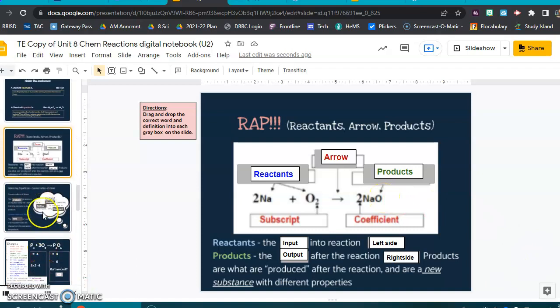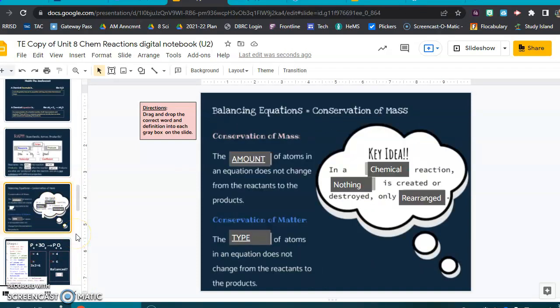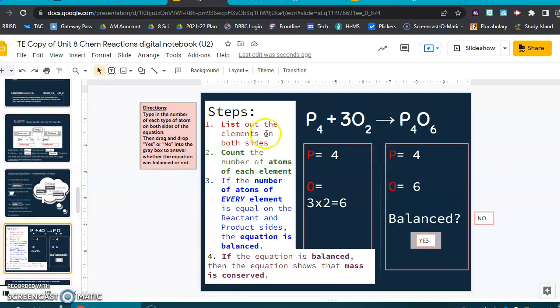So when we balance these equations, we want to make sure we have the same amount of stuff on both sides. Conservation of mass is that the amount of atoms in an equation does not change from the reactants to the products. Conservation of matter is that the type of atom in an equation does not change. So the key idea is that in a chemical reaction, nothing is created or destroyed, just rearranged. And we see that here.